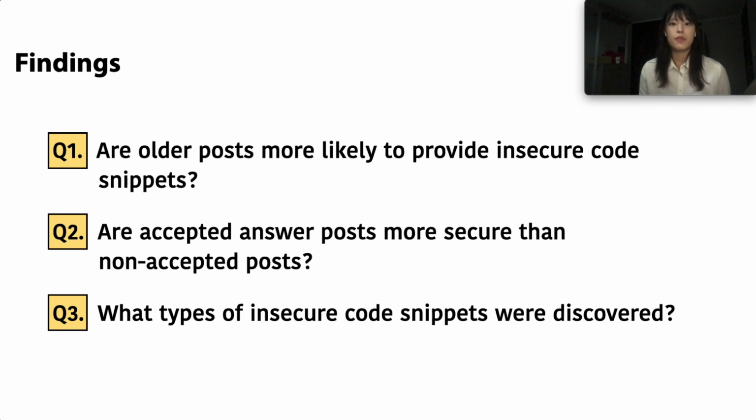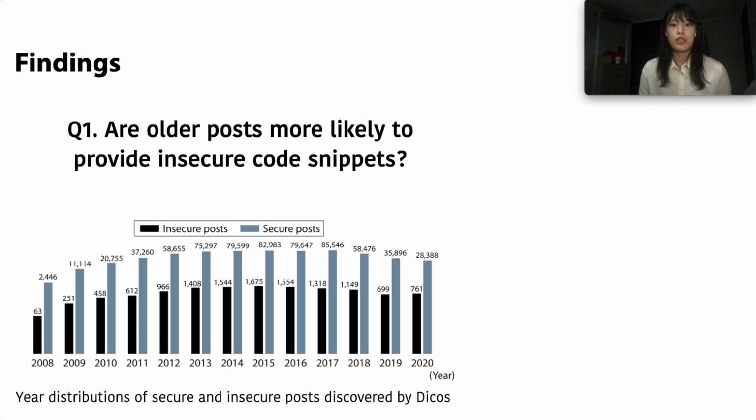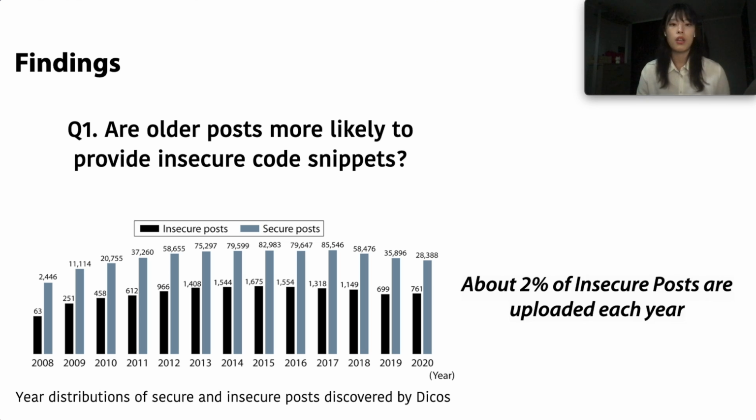Now, we have 3 questions to talk about. The first question is about the correlation between the post creation time and the security of the post. Interestingly, we confirmed that the proportion of insecure posts accounts for about 2% each year. As insecure posts are constantly being uploaded to Stack Overflow, the need for an automated approach like Dicos will increase.